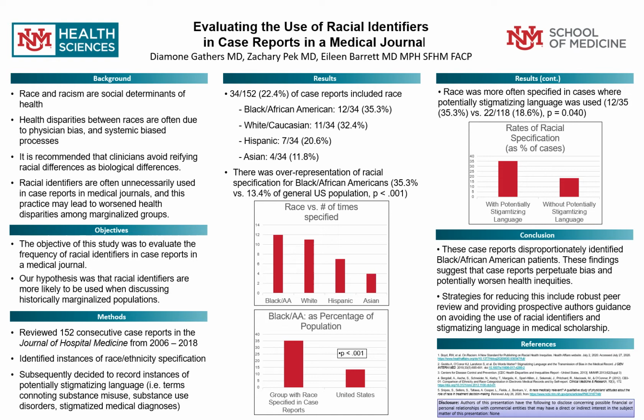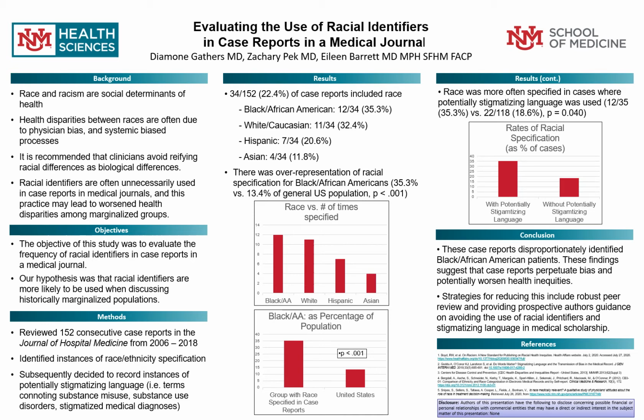A secondary analysis was performed to compare rates of racial specification between cases where potentially stigmatizing language was used or was not used. And we found that in cases with stigmatizing language, race was significantly more likely to be specified than in cases without stigmatizing language. And this is shown in the third graph.